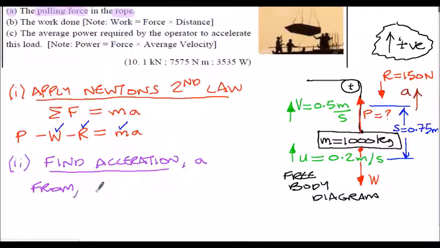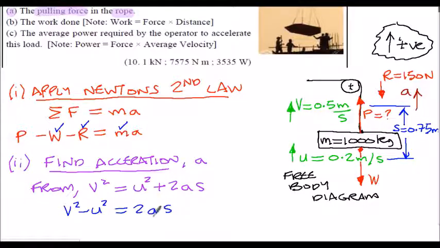From v squared equals u squared plus 2 multiplied by a multiplied by s, I'm going to rearrange the equation to find the a. In our transposition, I'm trying to find the a, so I want to remove the u squared, so I'm going to subtract u squared from both sides. So v squared minus u squared is equal to 2as, and don't forget that's 2 multiplied by a multiplied by s. I want to find the a, so I'm going to simply divide by the 2s.